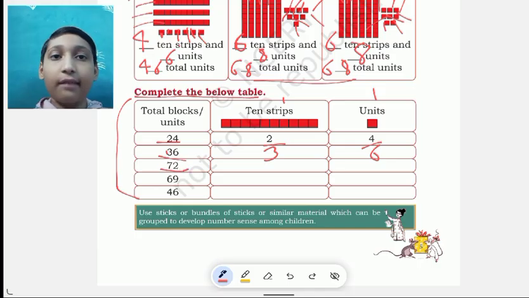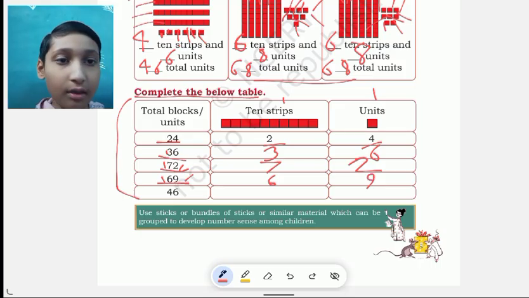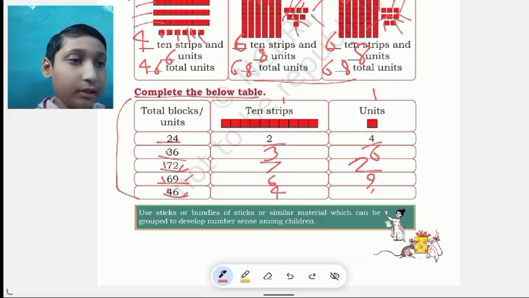Now we got 72. There is a 7 at the start, and then a 2 at the end. Then we got 69. The starting number is 6. The end number is 9. 46. Its starting number is 4 and its end number is 6.